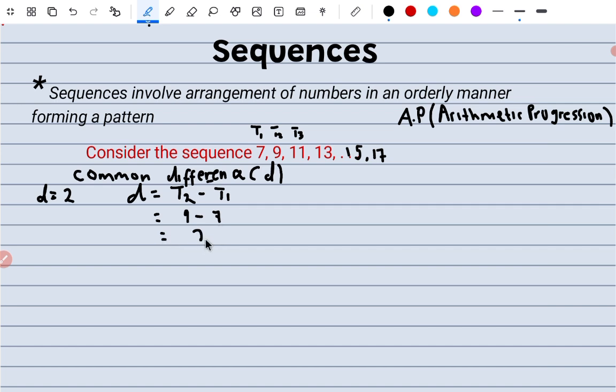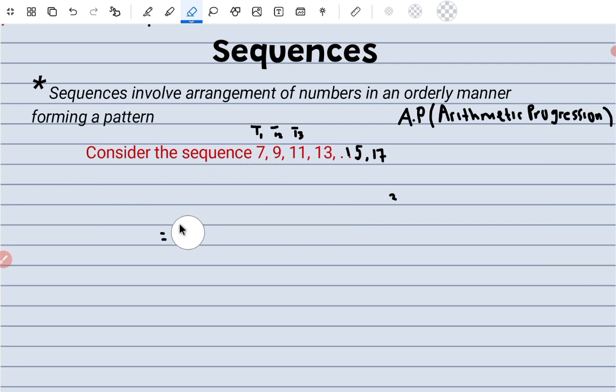So for the common difference, you get the term which is in front minus the term which is behind. It can also be term number 3 minus term number 2. Term number 3 is 11 minus term number 2 which is 9. You still get the same thing. Now you know what the common difference is and how to find it.